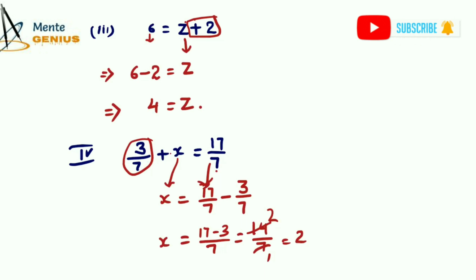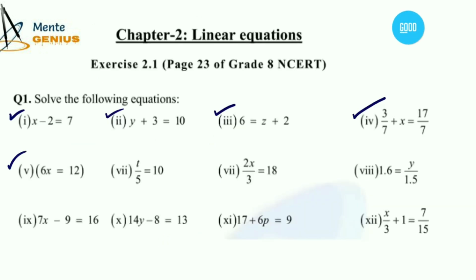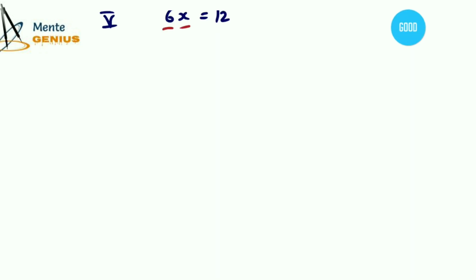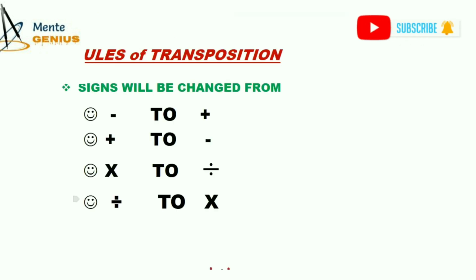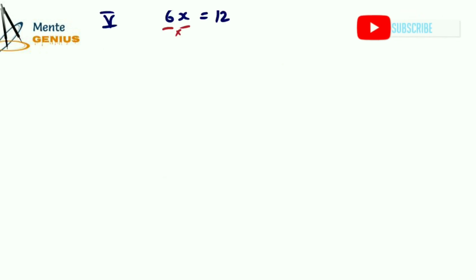Now question number 5, which is very simple. What is the relation between 6 and x? It is multiplication here, and according to our rules, whenever there is multiplication, we will convert it into division. Now x will be the same, 12 will be the same. We are to move the term which is along with the variable. Here the relation of multiplication will be converted to division. Now 6 1s are 6, 6 2s are 12.